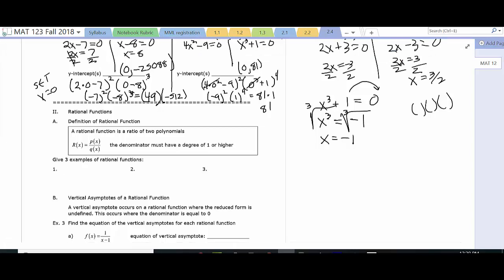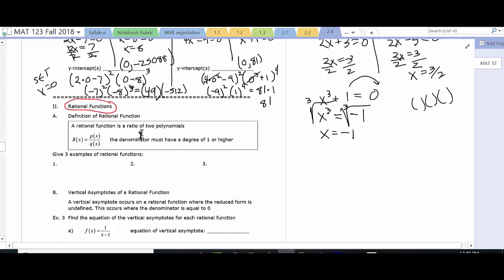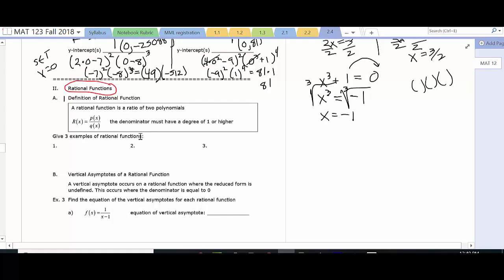So the next thing we're going to do is look at rational functions, and a lot of the graphing in this section you're going to do with your calculator. You'll be allowed to use your calculator. What a rational function is: you take polynomials and put them in a fraction. We've already seen some of these before. Let me give you 3 examples to write down.